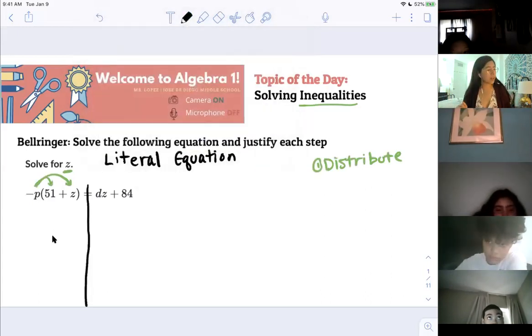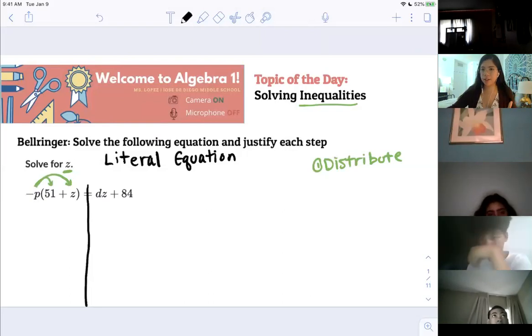The reason I'm going to distribute first is because the z that's inside of those parentheses, I can't solve for z until I get him out. It's like you've got to break him out of jail. Got to get him out in order to solve. So I'm going to go ahead and distribute.